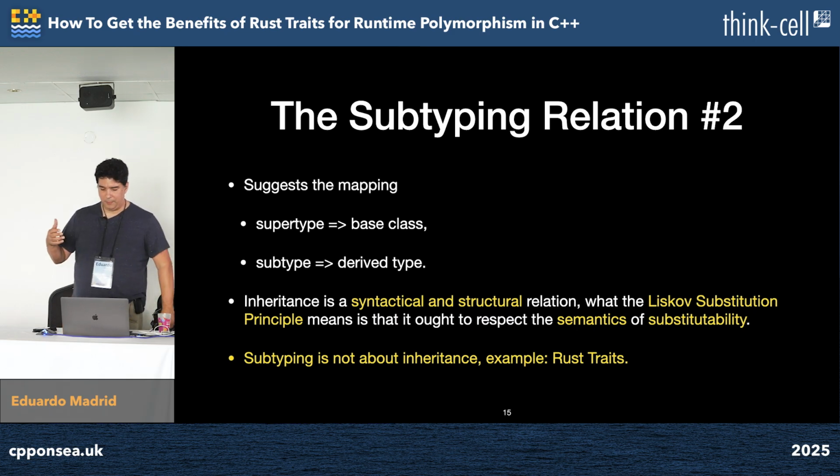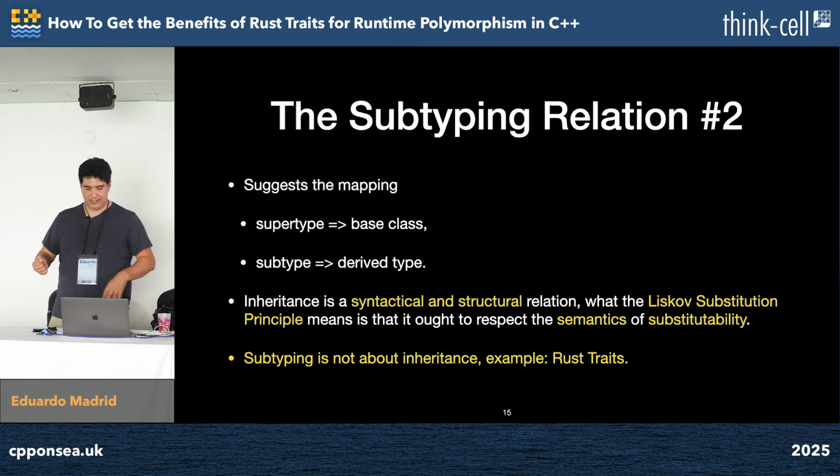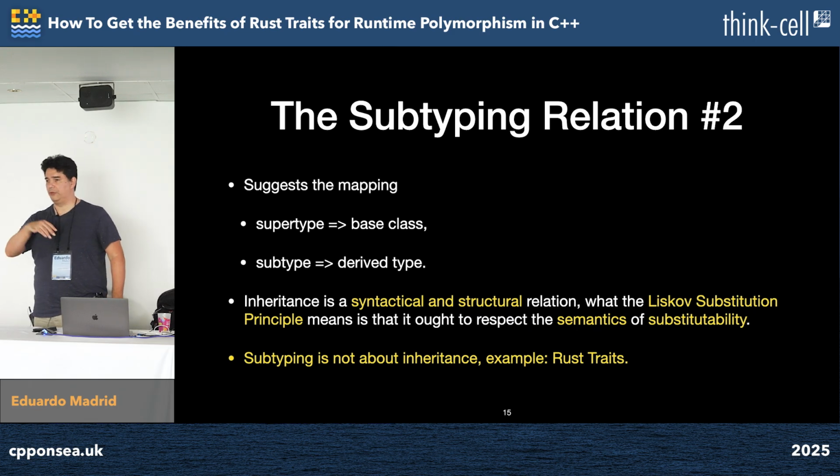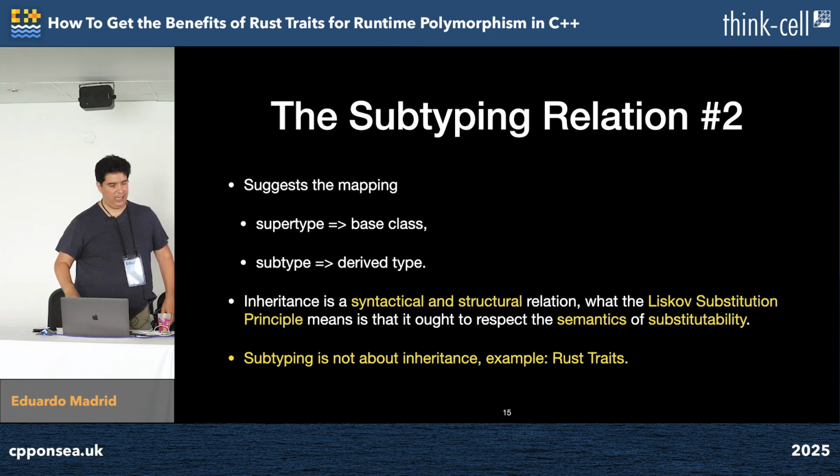One example in a major programming language in which subtyping tends not to be related to inheritance is precisely Rust traits. I will show you Rust traits if you don't know about them, so don't worry about that. It's just an example of subtyping implemented or represented in code without the need for inheritance or subclassing.